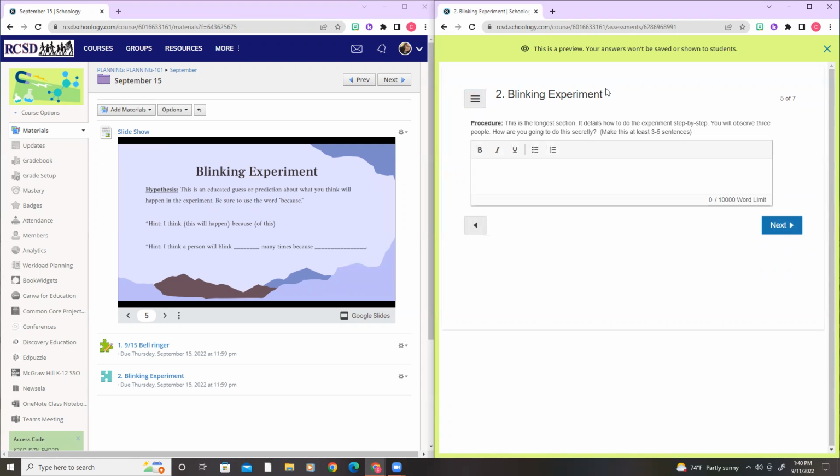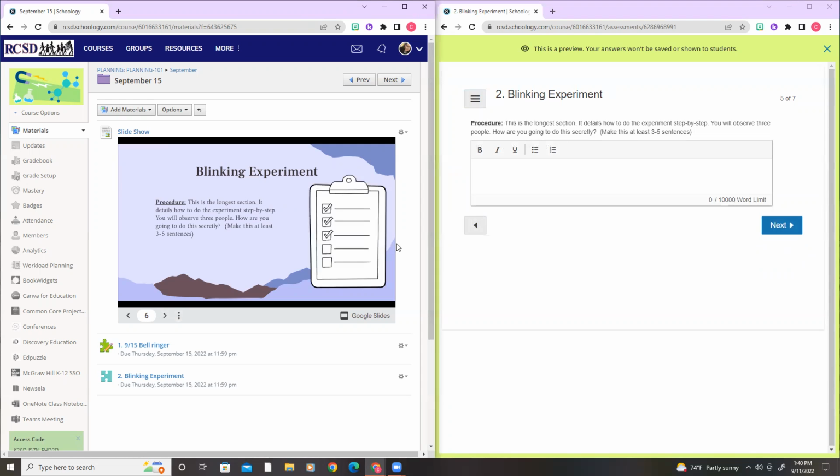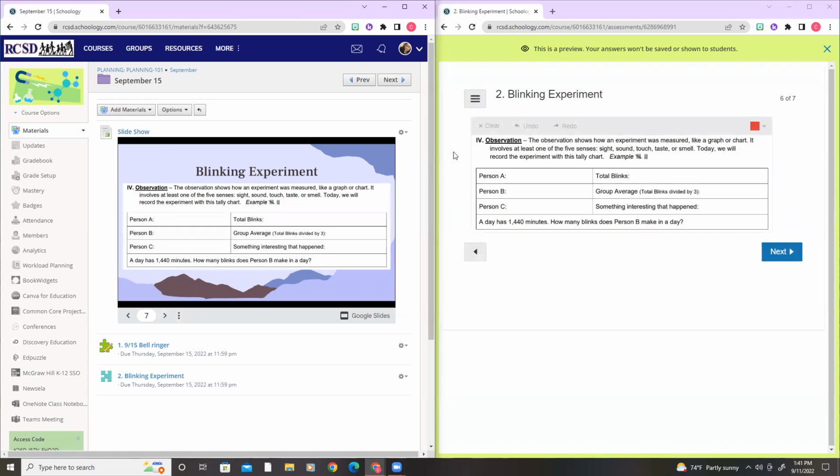Our procedure. This is probably the longest part of our experiment. It details how to do the experiment step by step. How will you observe 3 people? How are you going to do this secretly? And make sure that you list these in at least 3 to 5 sentences. Then we're actually going to observe the people as they blink.